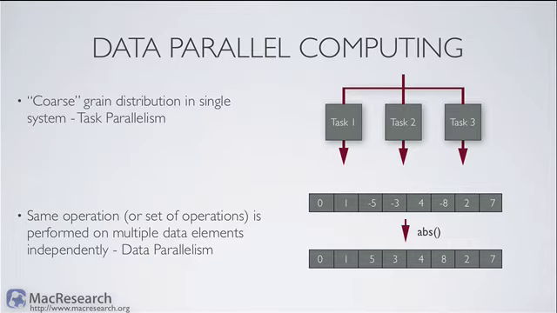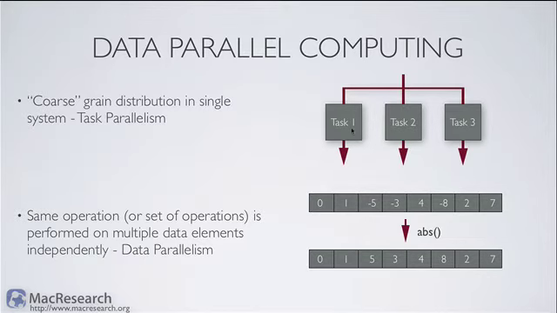Now, when we talk about data parallel computing in the context of OpenCL, we're really talking about two things. We're talking about task parallelism, and in this case, you could think of this as kind of like a coarse grain distribution model, but within a single system, where let's say each task is your program running and you have a bunch of images that you want to do the exact same thing to.